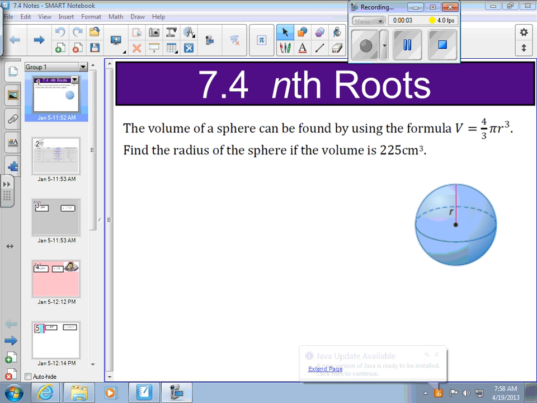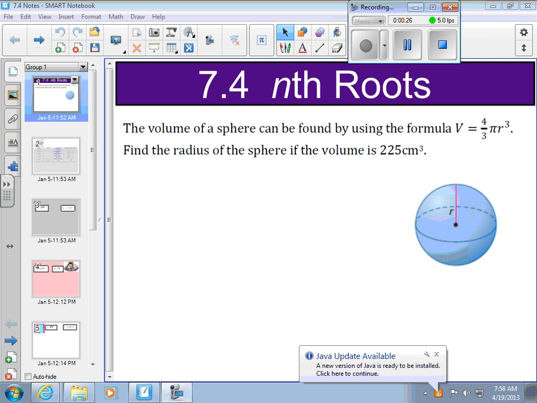Yesterday we looked at roots, square roots in particular. Today we're going to look at how to do other types of roots. The first problem on your note sheet says the volume of a sphere can be found using the formula volume equals 4/3 pi r cubed. They want us to find the radius of the sphere if the volume is 225 cubic centimeters.